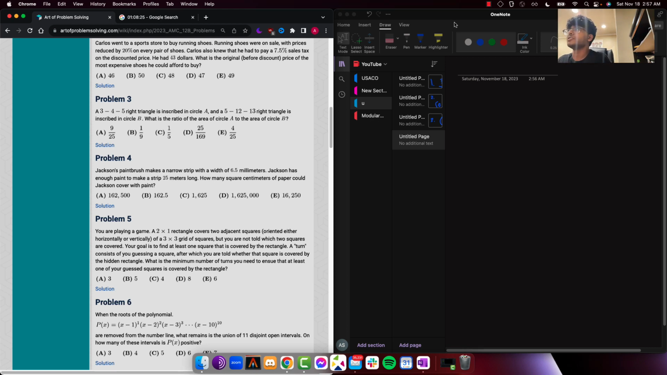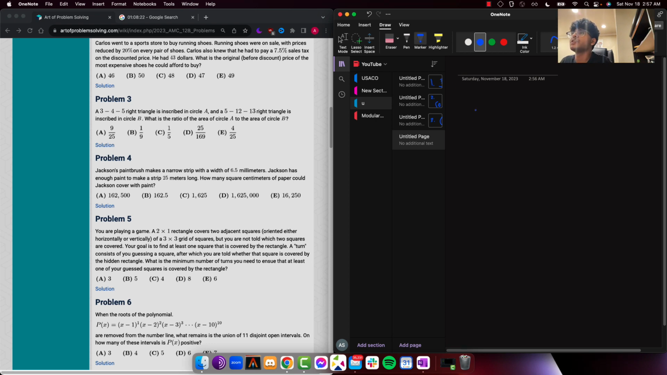So is it just a multiplication then? Like 6.5 millimeters and 25 meters, and we want square centimeters, so we have to convert each of these. You have to convert the width and the length into centimeters. So 6.5 millimeters is 0.65 centimeters.